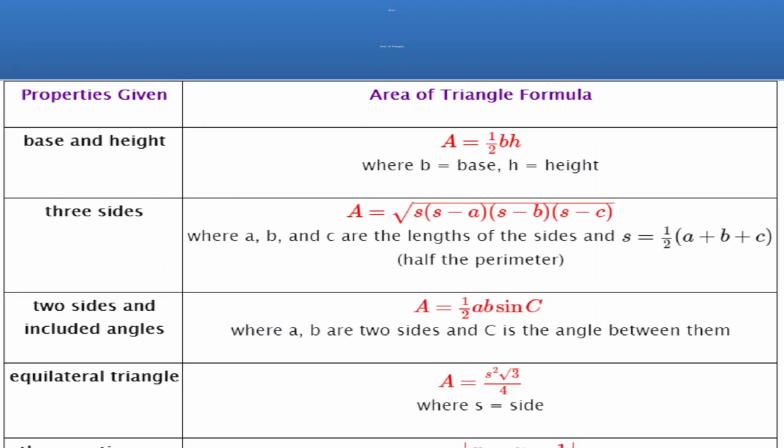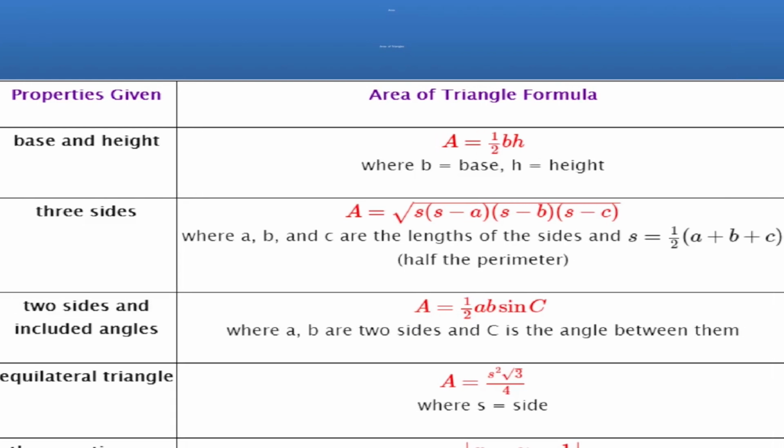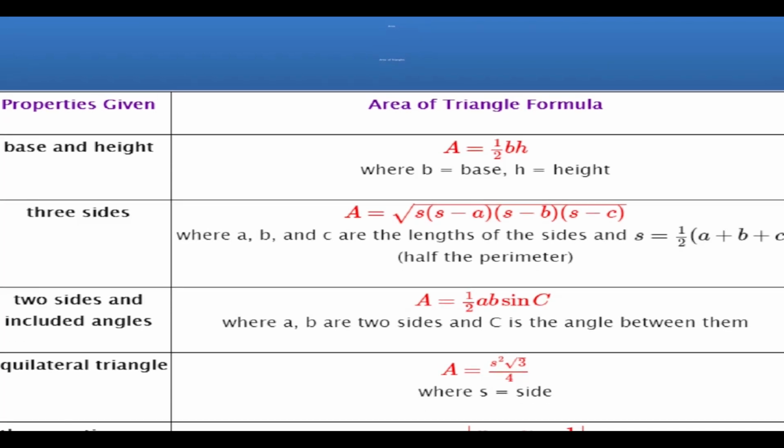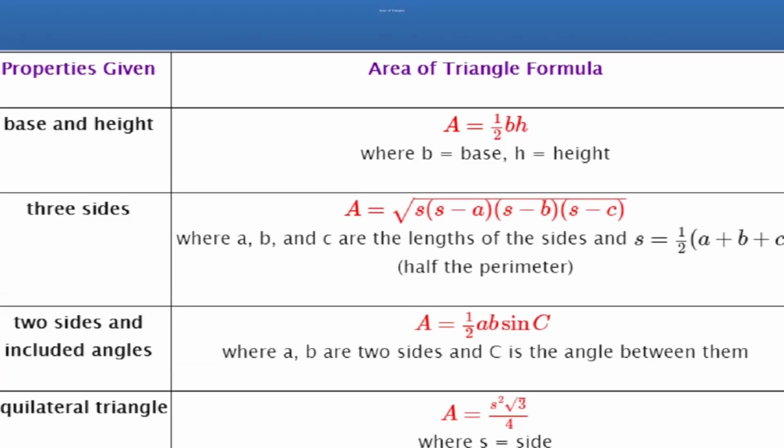Next, see the formulas we have derived for the area of a triangle. When base and height are given, the area is 1 by 2 base into height. When 3 sides are given, it is under root s(s minus a)(s minus b)(s minus c), where a, b, c are the lengths of the sides of the triangle, and s is the semi-perimeter, which is (a plus b plus c) divided by 2, or directly p by 2. One more formula is given in trigonometry, and we will discuss it in trigonometry.